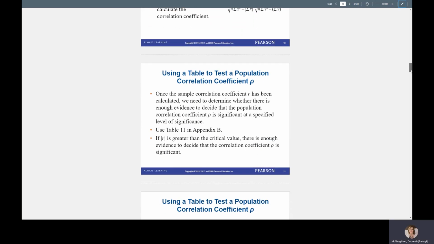Okay, and then we can use a table to test a population correlation coefficient rho. Once the sample correlation coefficient R has been calculated, we want to determine whether there's enough evidence to decide that the population correlation coefficient rho is significant at a specified level of significance. To do this, we use table 11 in Appendix B in your textbook. If the absolute value of R, the one we calculate from the sample, is greater than that critical value, then there is enough evidence to decide that the correlation coefficient rho is significant.